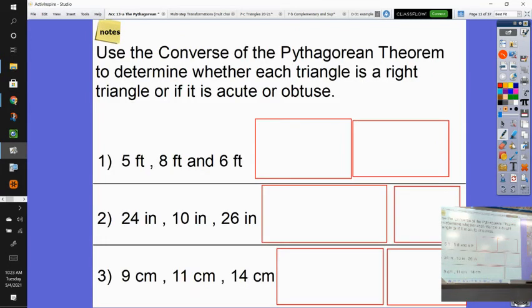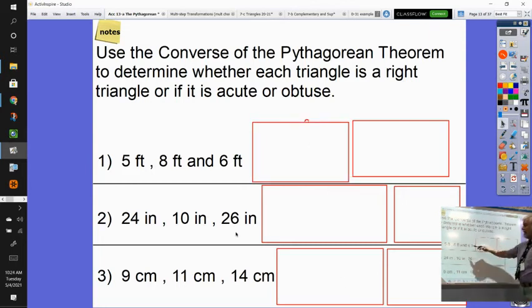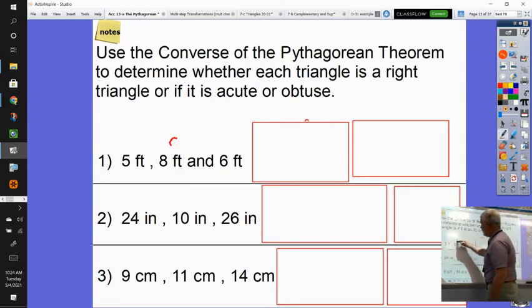All right, so let's do an example. 5 feet, 8 feet, and 6 feet. Is this a right triangle? And if it's not a right triangle, is it acute or obtuse? All right, so we'll substitute into the Pythagorean theorem. 8 feet is the hypotenuse. Identify that first because it's the longest one, which means 5 and 6 are a and b.